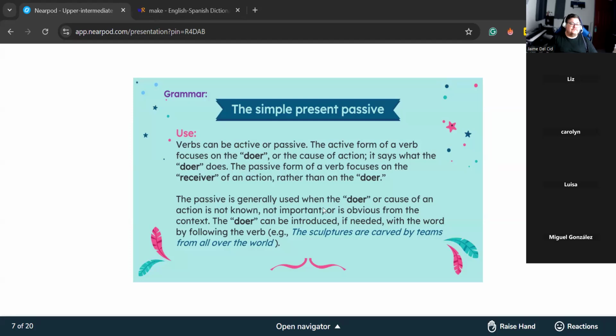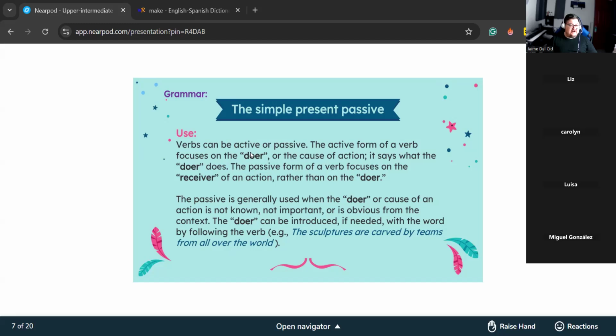Verbs can be active or passive. The active form of a verb focuses on the doer, on the cause of action. It says what the doer does. The passive form of a verb focuses on the receiver of an action rather than on the doer. Okay, very good. So this word is doer, okay? As doer, not doors, but doer.